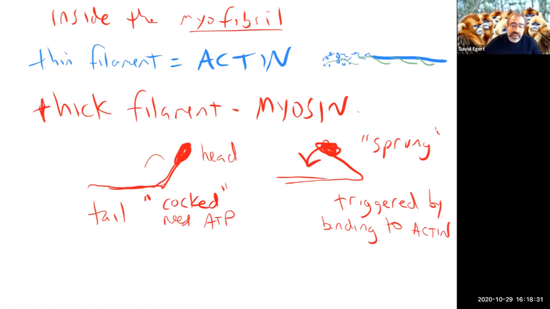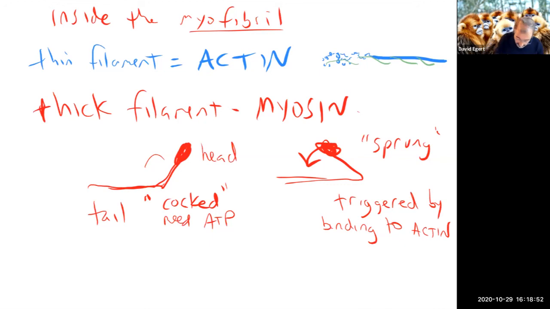So the basic idea here is you're going to cock the little myosin heads using ATP. They're going to go up, grab onto the actin. As soon as they grab the actin, they'll spring and they'll yank and pull. That's going to generate the contractile force.